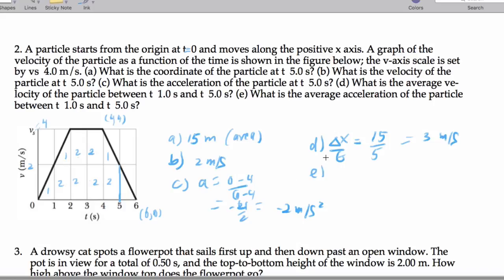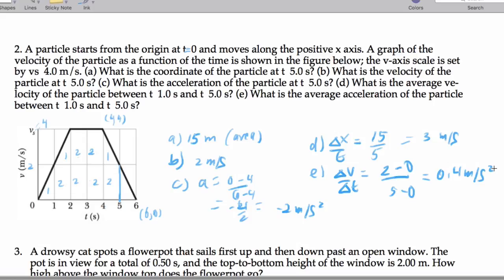And then if we want the average acceleration of the particle between 1 and 5 seconds, that's just going to be delta v over delta t, which is going to end up being 2 minus 0 over 5 minus 0, which is 0.4 meters per second squared.